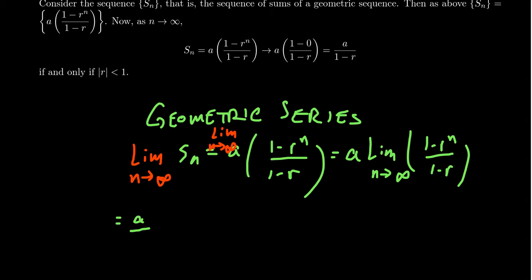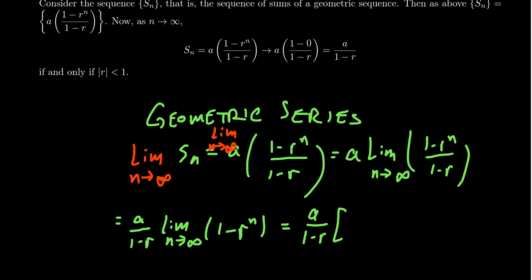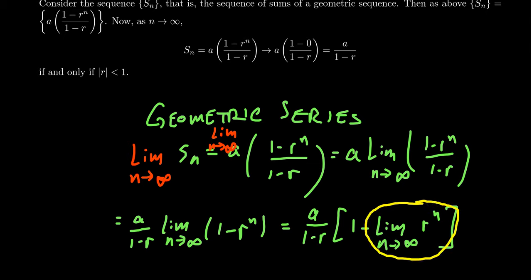So you get A over 1 minus R times the limit as n goes to infinity here of 1 minus R to the n. Then the next part, again, breaking things up a little bit more, you get A over 1 minus R times, well, the limit of 1 is just going to be 1 here, so you get 1 minus the limit as n goes to infinity of R to the n. And so this is the critical junction right here. This sequence will be convergent only if this limit exists right here. The limit as n goes to infinity of R to the n.